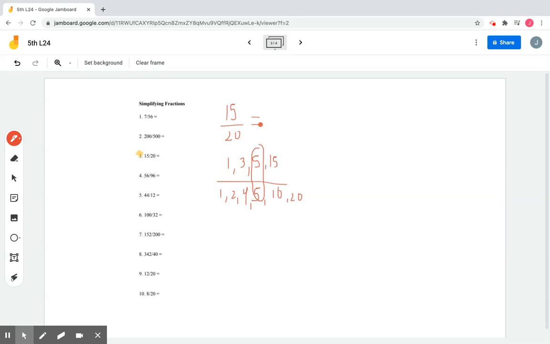All right. So we're going to divide both numerator and denominator by 5. And we have 3 and 4, because 3 times 5 is 15 and 4 times 5 is 20. So we get 3 over 4, and this will be the final answer. Okay, when you simplify the fraction, you just find the common factor and divide by the common factor. All right.